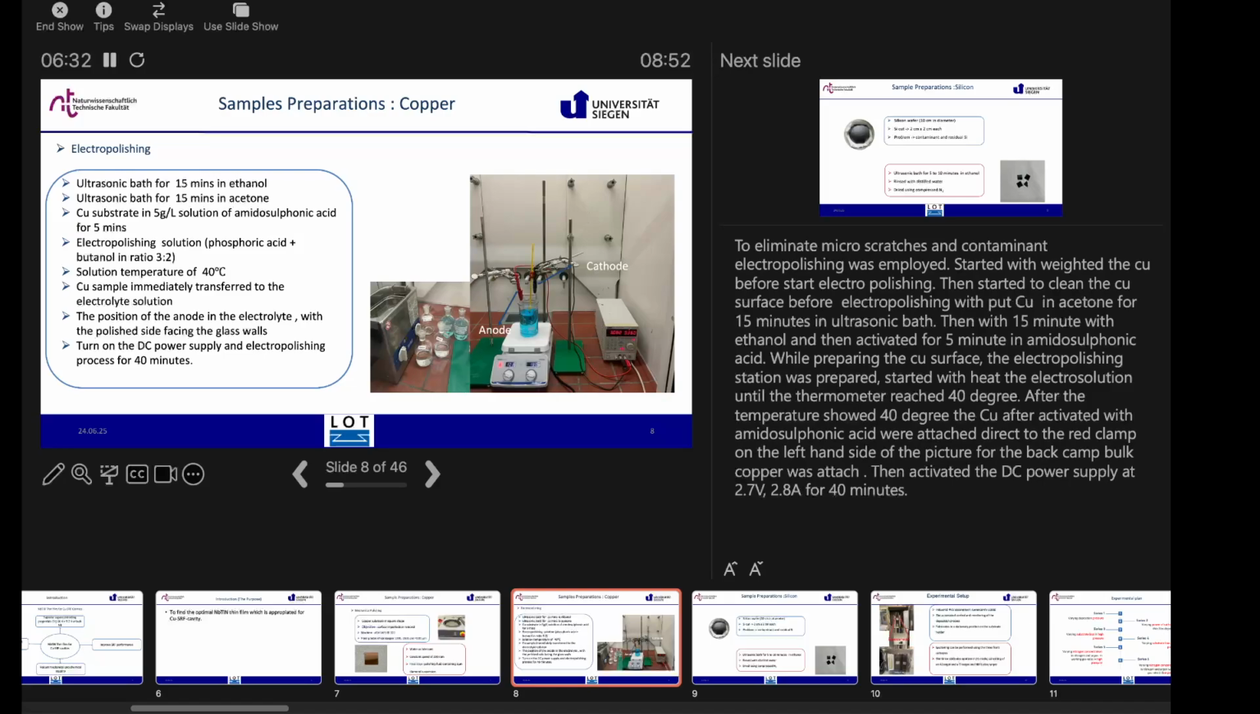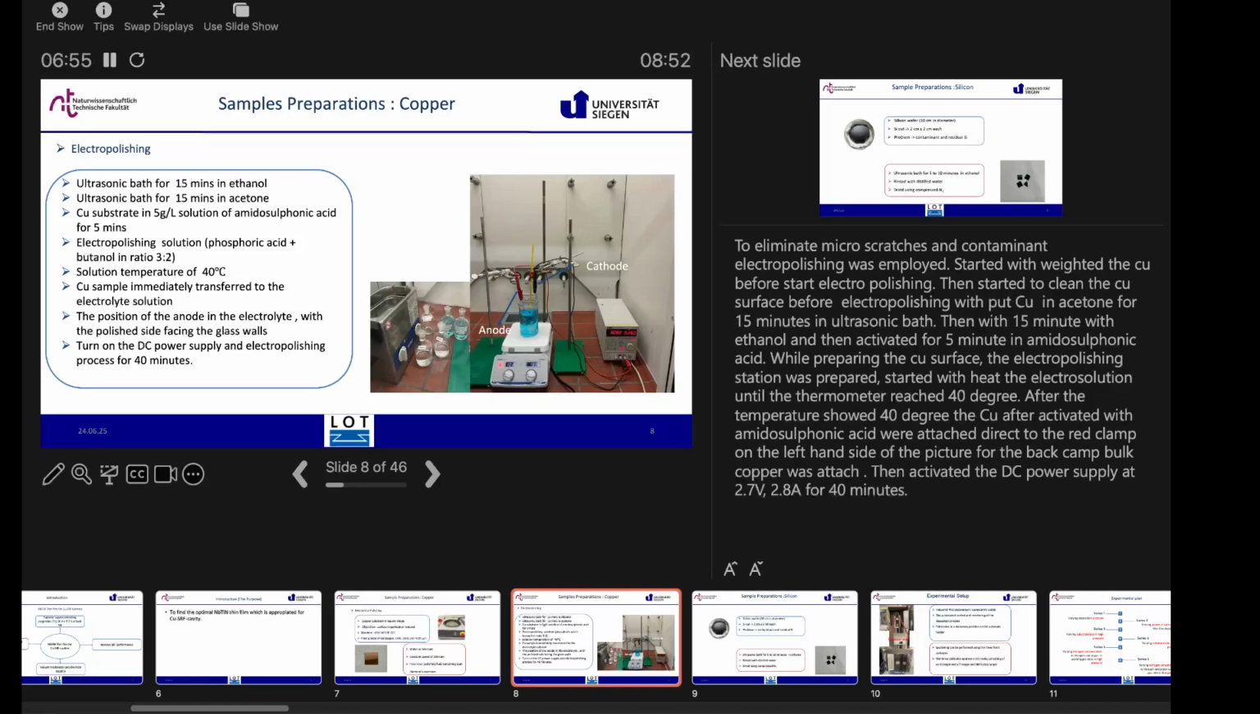While we clean and activate the copper surface, we will prepare the electropolishing station. Start with the electropolishing solution. Here, the blue one consists of phosphoric acid and butanol in the ratio of 2:1. Then we will heat it up with the heating plate until the thermometer temperature reaches 40 degrees.